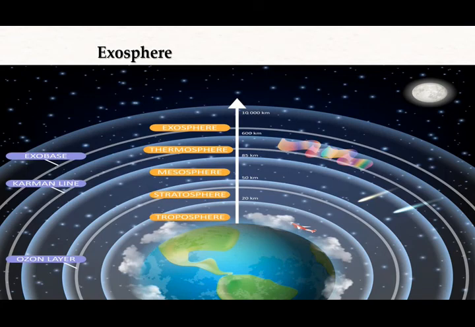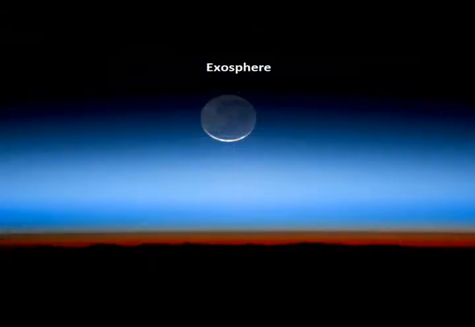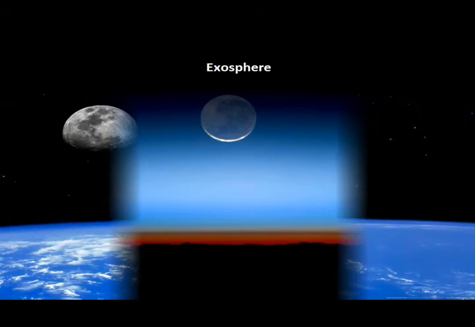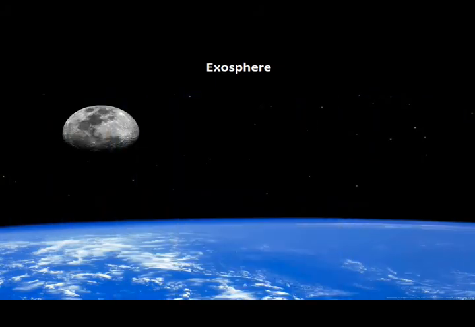The fifth layer of the Earth's atmosphere is the exosphere. The region above the thermosphere is called the exosphere. It contains mostly hydrogen and helium atoms. It has very high temperature due to solar radiations. The Earth's magnetic field plays an important role in the distribution of atomic particles in this region.